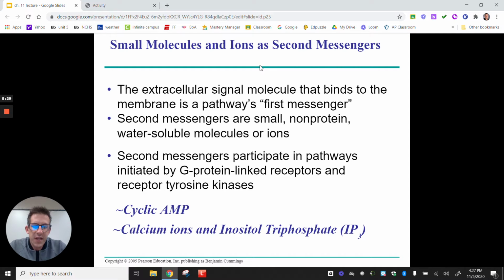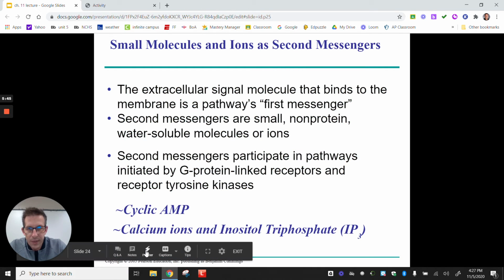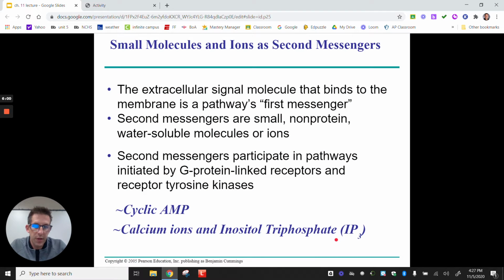And the second messenger participates in these pathways that are initiated by some of the specific proteins that we talked about, like G protein-linked receptor and receptor tyrosine kinase, okay? Some examples of these things are listed below here. All right, right down here, cyclic AMP. Cyclic AMP is a specific second messenger. Calcium ions can be considered second messengers, and inositol triphosphate, which is known as IP3. All three of these things are considered second messengers, okay?